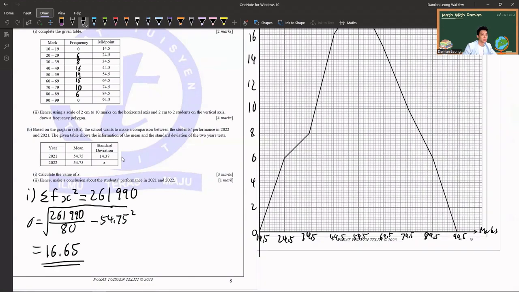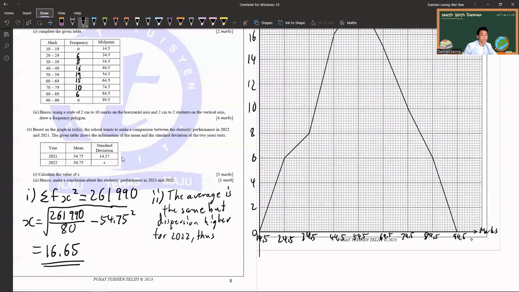Yeah, that's x, the standard deviation. Then I make a conclusion about the student's performance. I can see the mean is the same. Okay, so the average is the same, but the dispersion is higher for 2022.